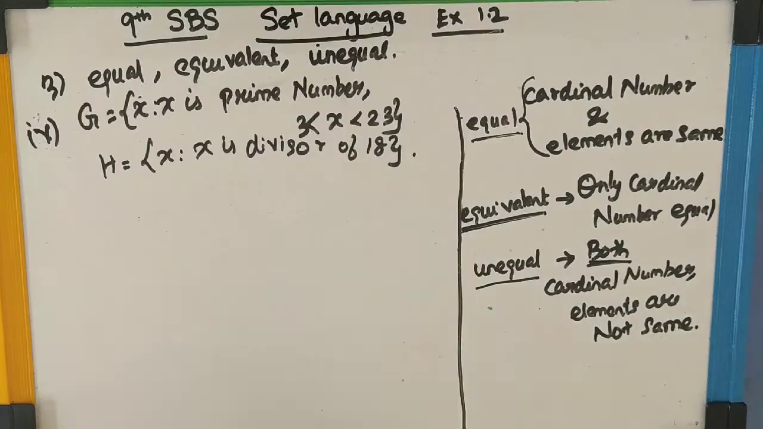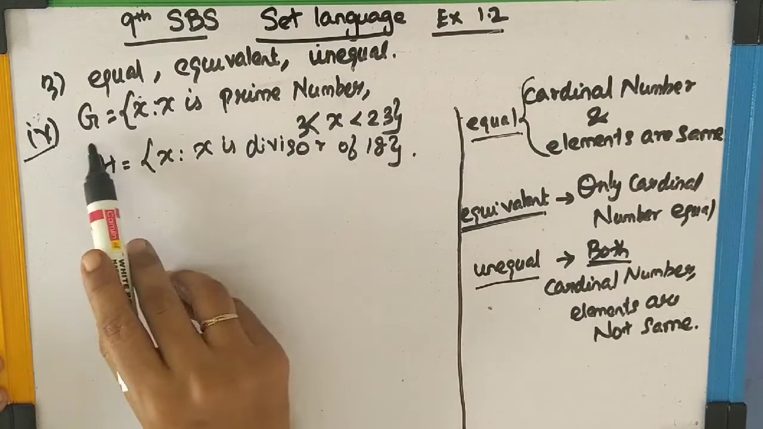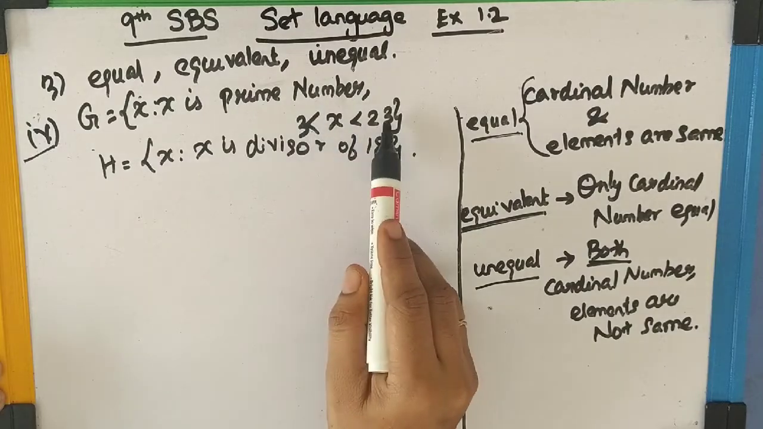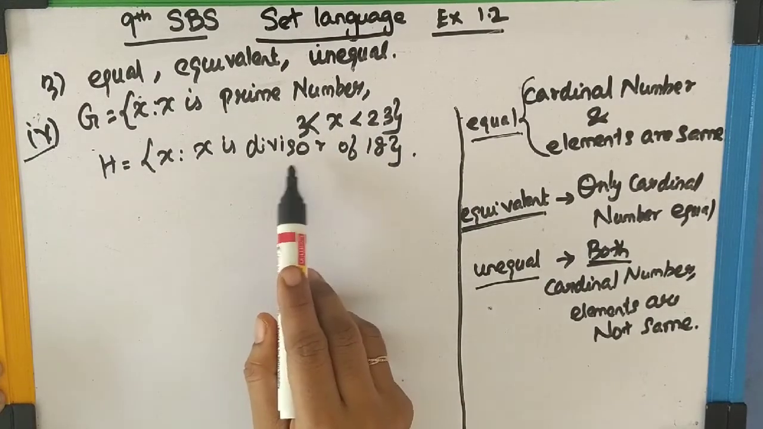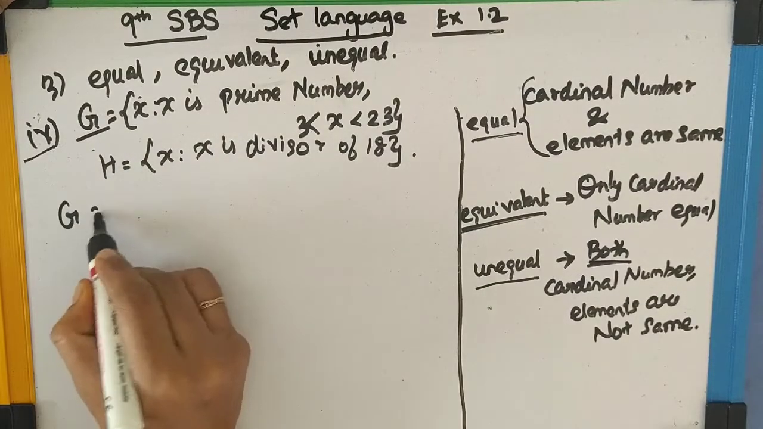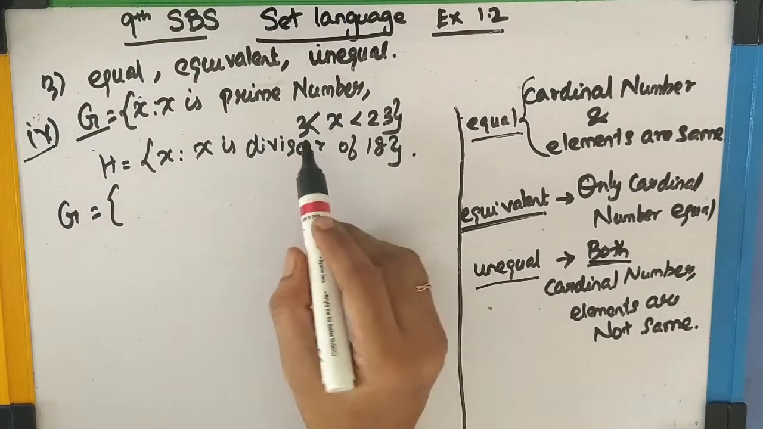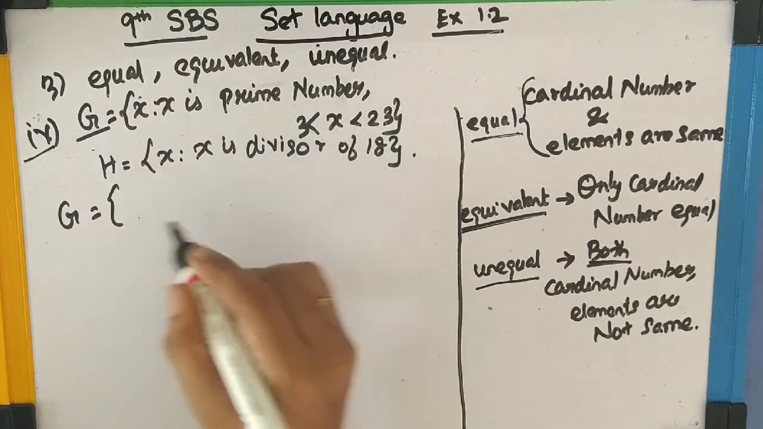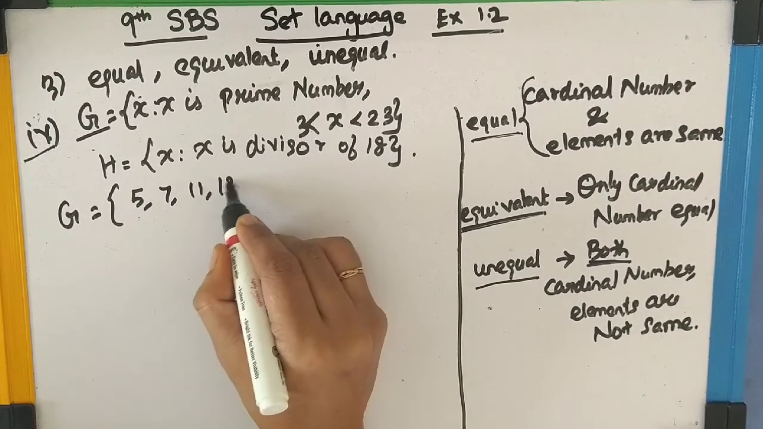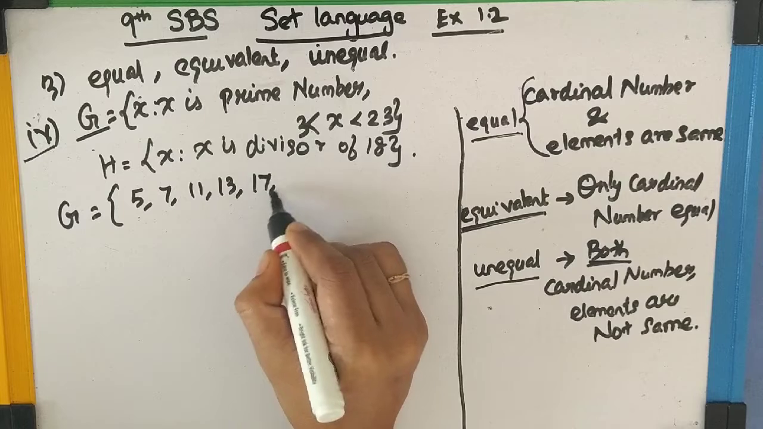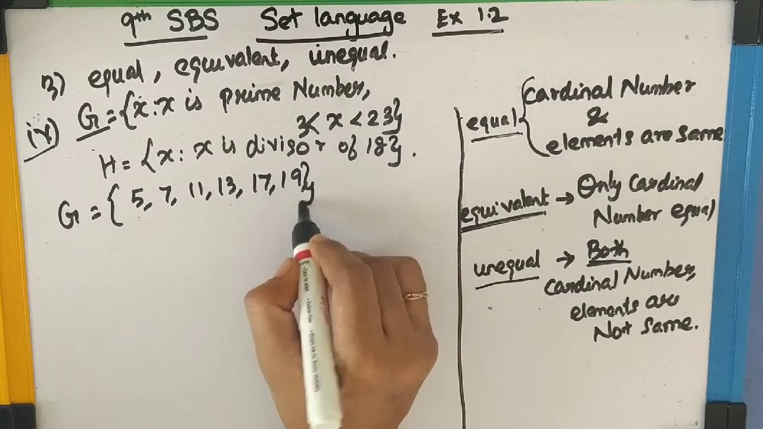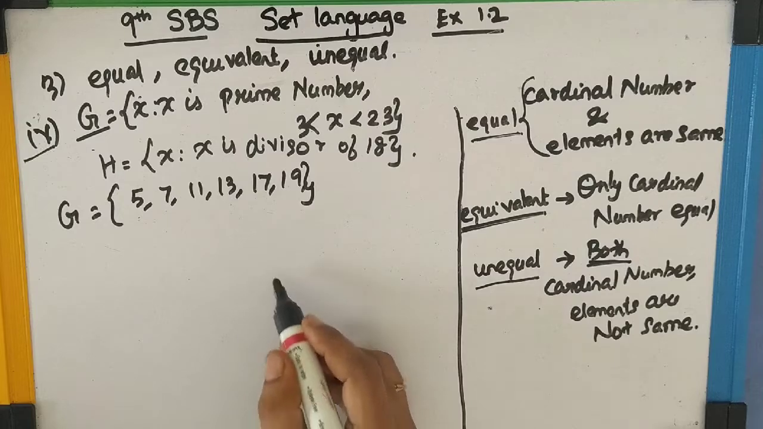Okay. Now let's go to the fourth question of this part. G is equal to x where x is a prime number greater than 3 and less than 23. And h is equal to x where x is a divisor of 18. First find the set G, which is prime numbers greater than 3 and less than 23. Which are the prime numbers greater than 3? 5, 7, 11, 13, 17, 19. So we have to stop with that because it is less than 23.